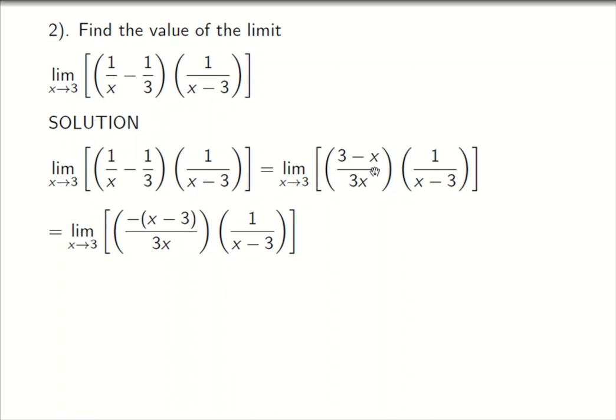This 3 minus x here can be rewritten as what? Minus into bracket x minus 3. This is true, all over 3x. Okay, then it means this is the same question. I've not done anything to it.